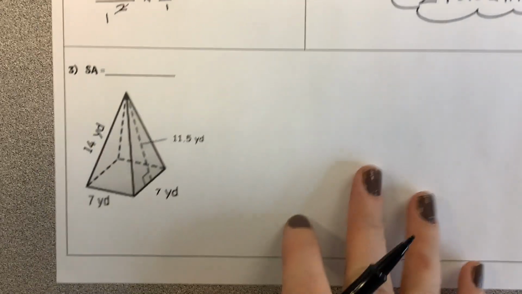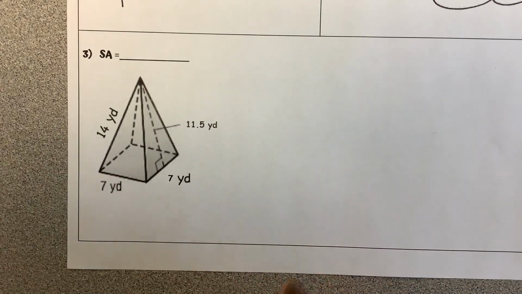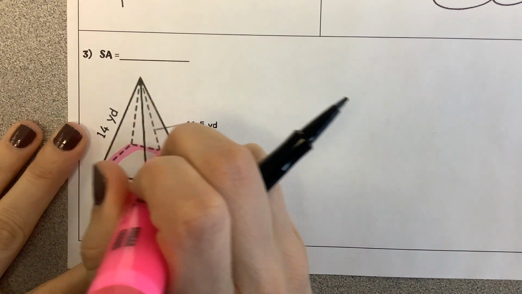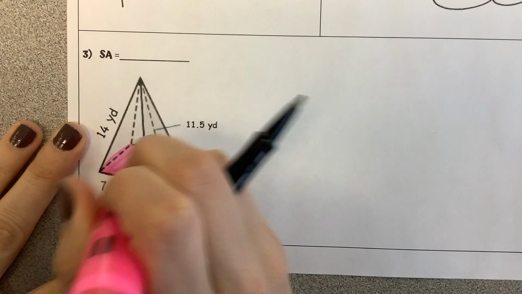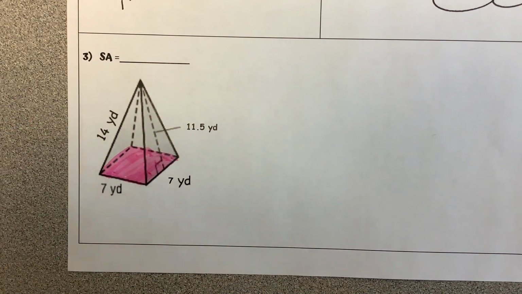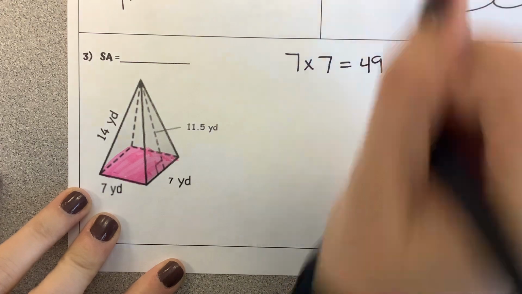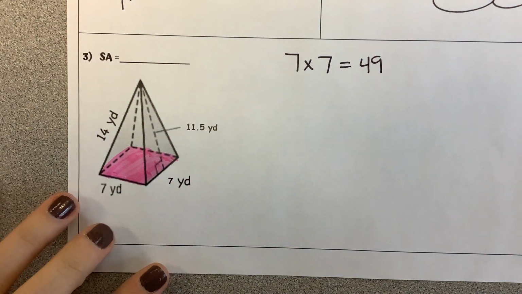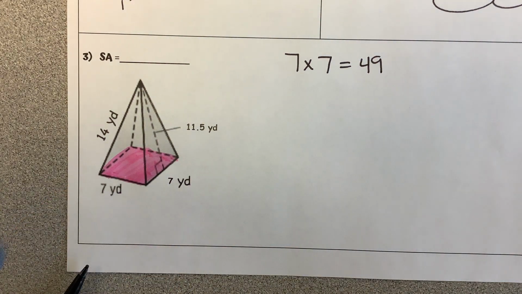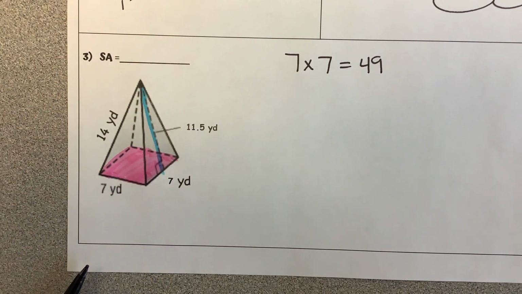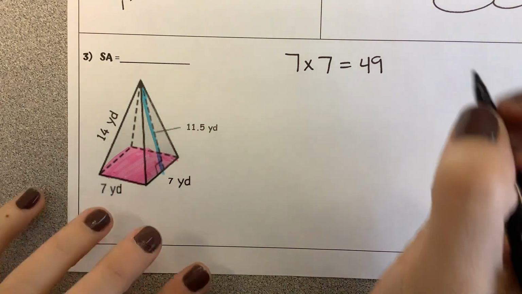All right, last one. Let's try it without a net. So our base is this square, 7 by 7. So we're doing 7 times 7, which is 49. Then the height that we want is the one that's the 90-degree symbol connecting to the middle of that triangle there. So height of 11.5.